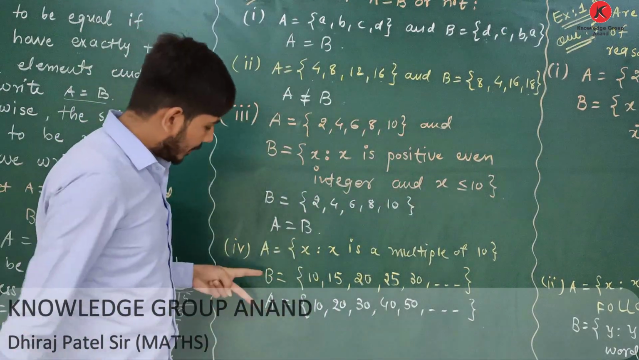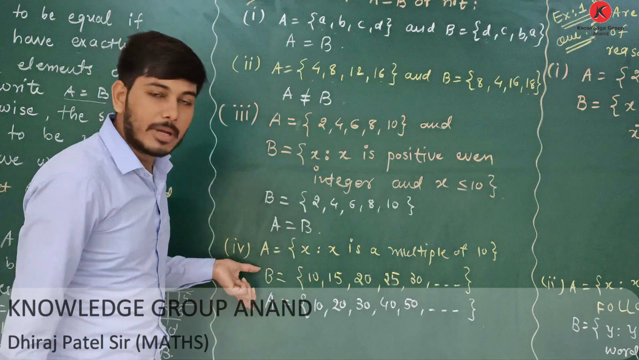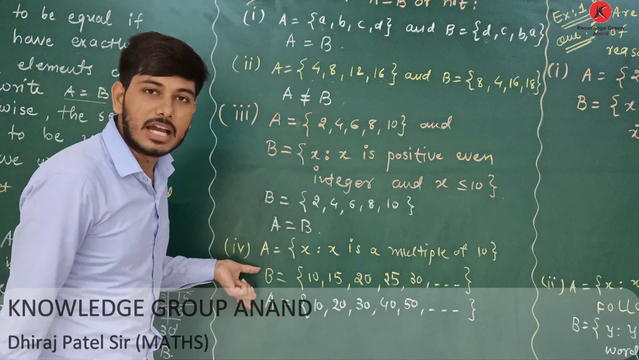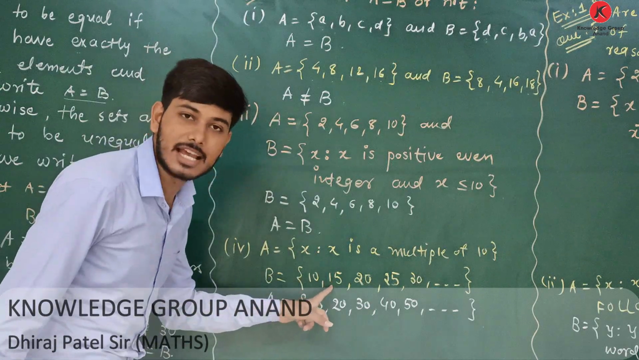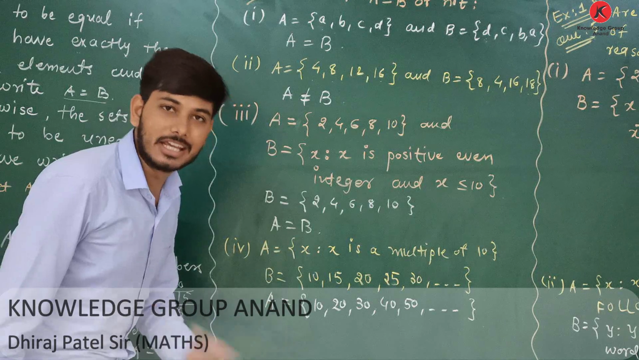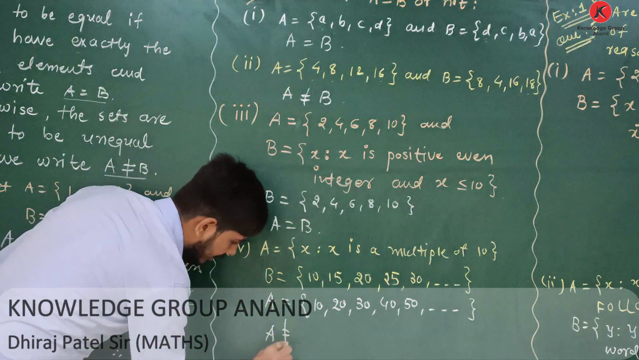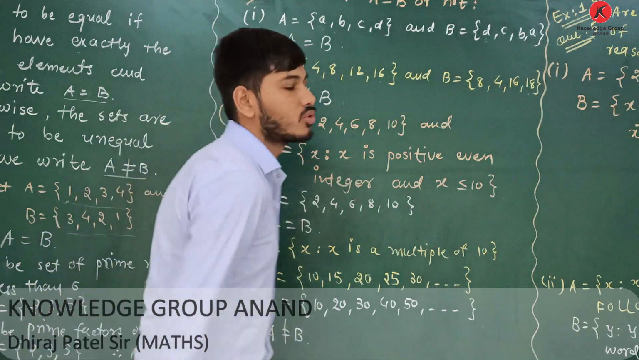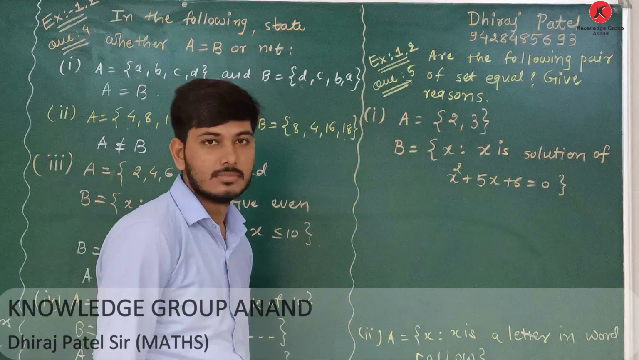Okay. Now compare the elements of set A and B. Here all the elements of set A and B are not exactly the same because 15 is in set B but not in set A. Therefore, we can say that set A is not equal to set B. Is it clear?